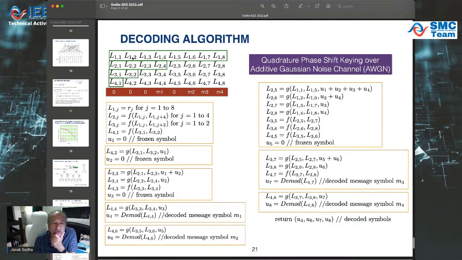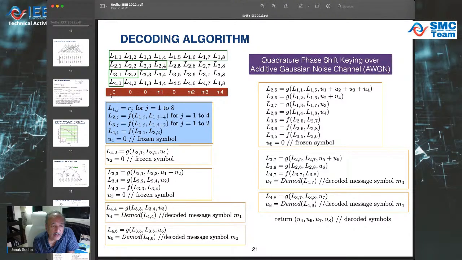You use L15 and L11 to find out what this is. These two determine this, these two determine that, these two determine that. It's written right here, so that, for example, L2J depends on these two log likelihood ratios. These are all log likelihood ratios, and you're coming down the layers using this particular algorithm all the way to what is called the frozen symbol. That's a frozen symbol.